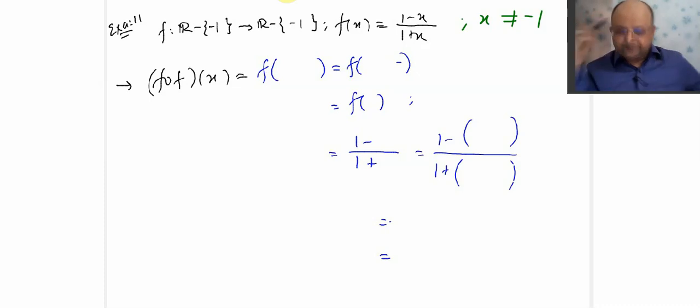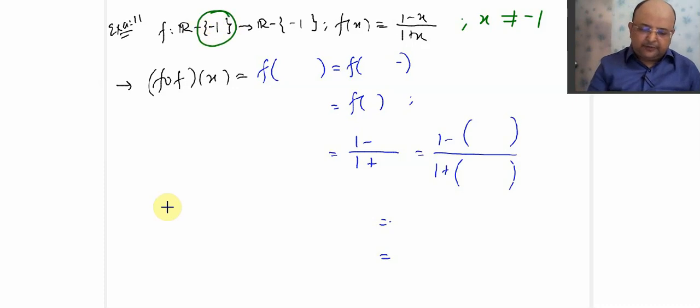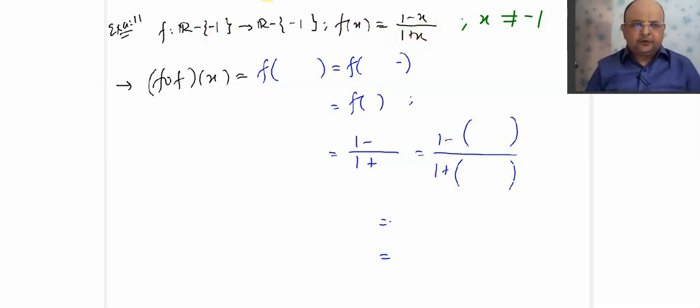Okay, done. Fine, we go for this function. Now you tell me why should I omit minus 1? Because if I don't, then this will be 0. Yup. So f of x equals f of x.